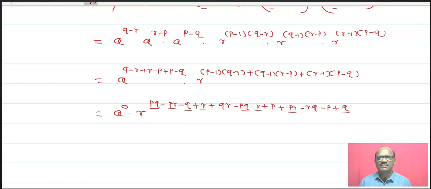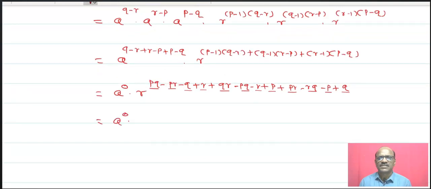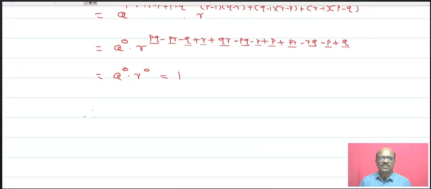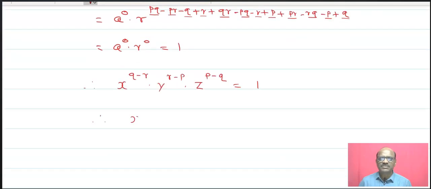now see this, that is a raised to 0 into r raised to 0, and that's equals to 1, and that's why its value is 1. Now next, therefore x raised to q minus r, y raised to r minus p, z raised to p minus q equals to 1. Hence, it is proved.